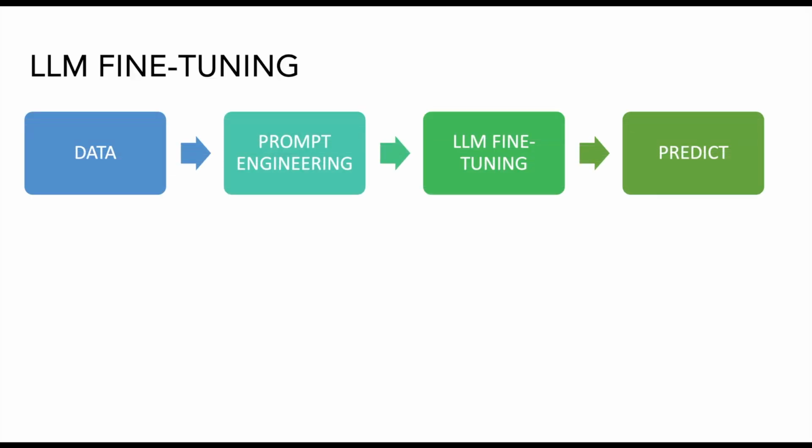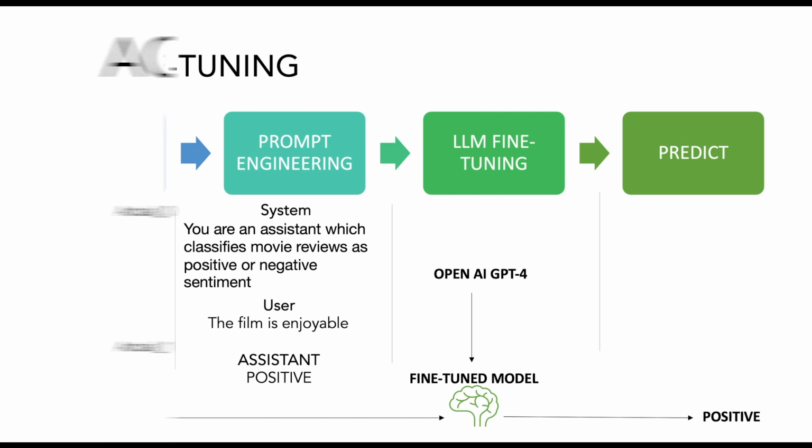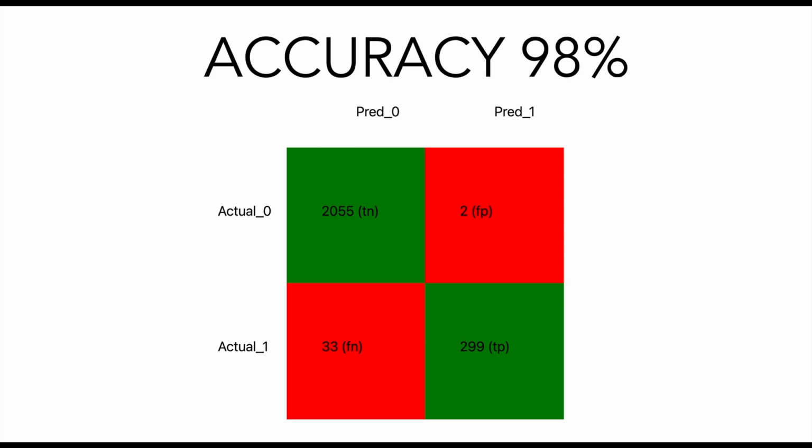In this approach, we can take the data and do the prompt engineering based on the training data set, and this prompt will also have the sentiment of the review as contained in the training data set. We can then send this training data set to popular large language models such as GPT-4 and fine tune it, which will then give a fine tuned model. And then we can use this fine tuned model to predict the sentiment of any new reviews. I've compared the actual review with the predicted review and I get an accuracy close to 98%, which is pretty impressive.